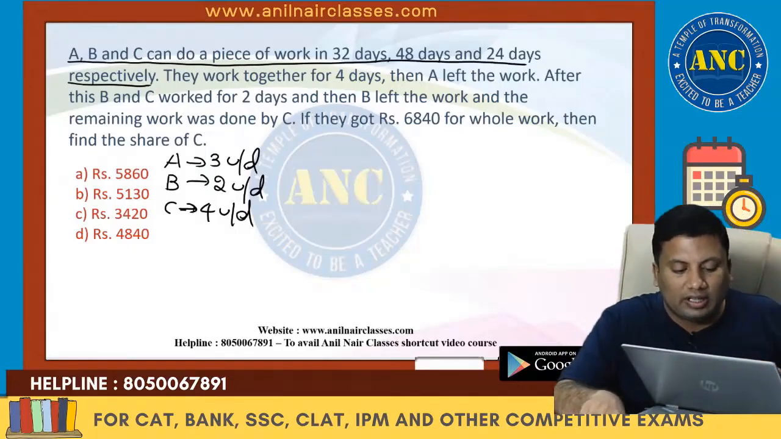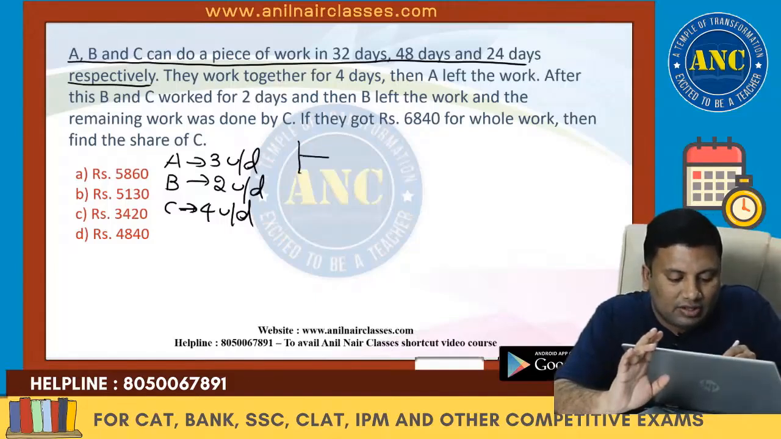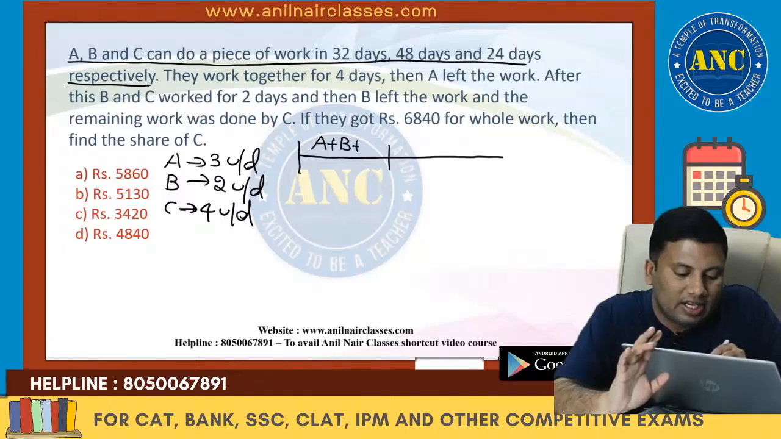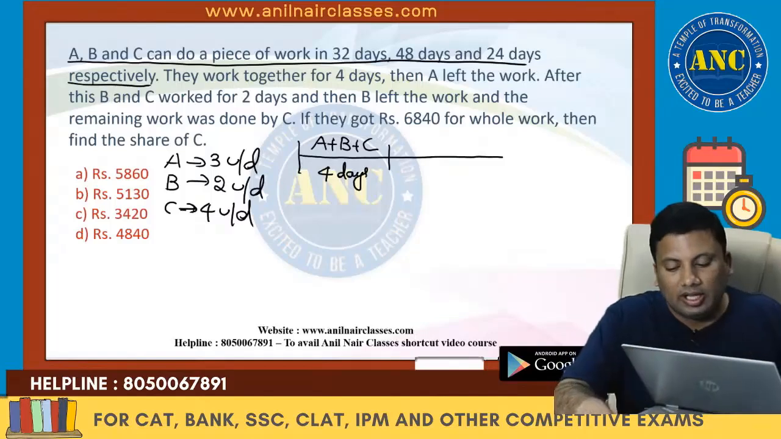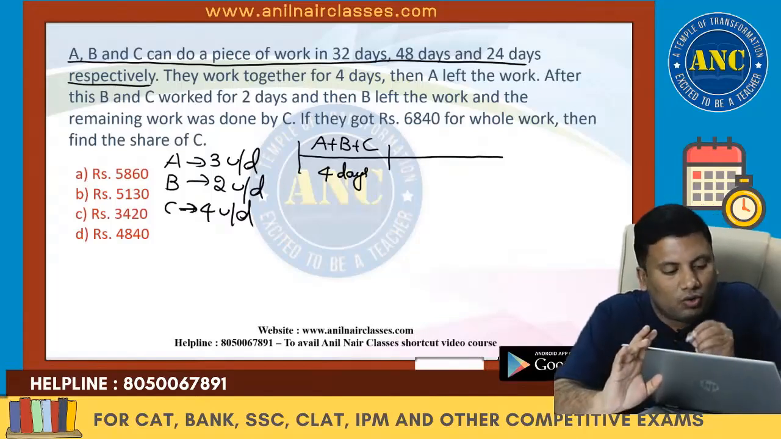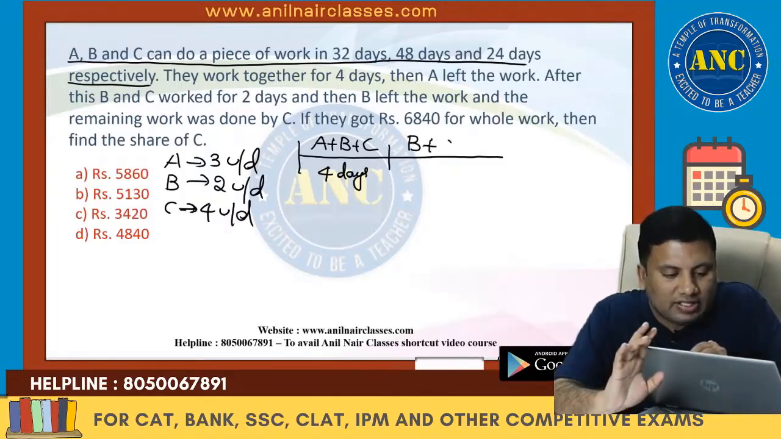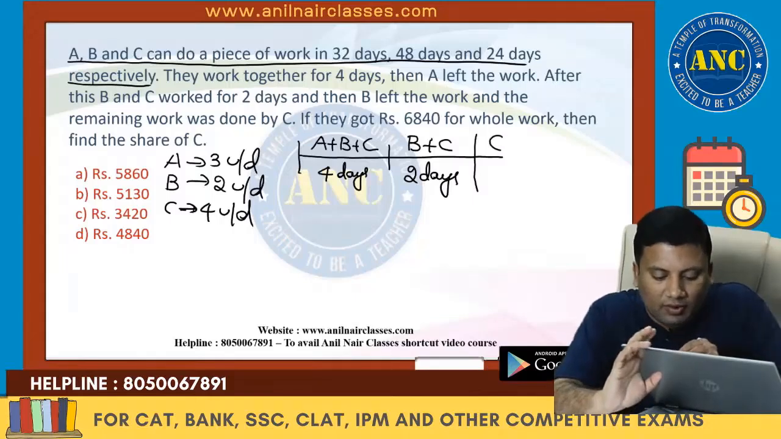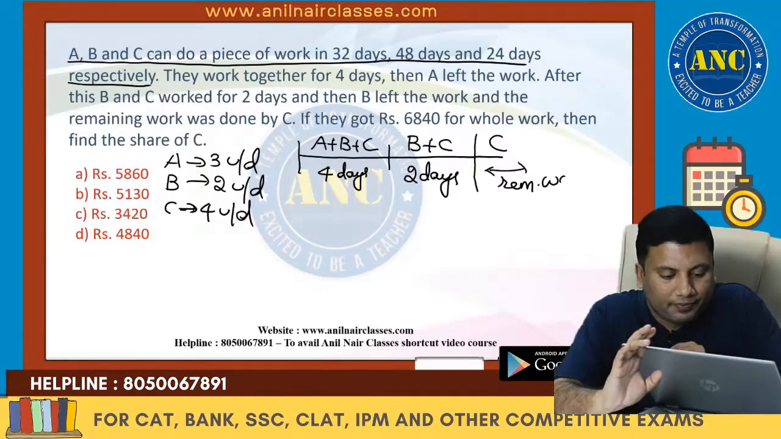They work together for 4 days. A, B and C work together for 4 days. Done. Then A left the work. Then who all will do the work? B and C work together for 2 days. And then the remaining work is done by C. This is nothing but the remaining work.